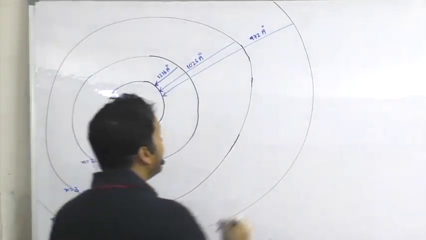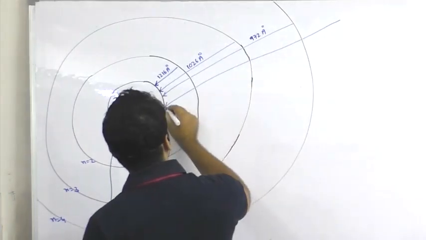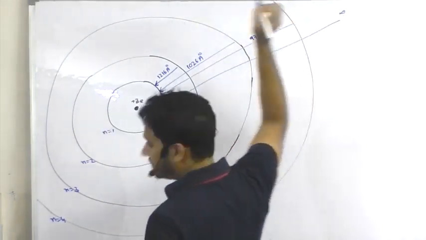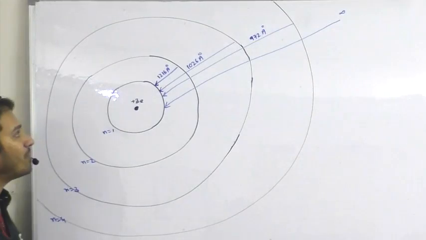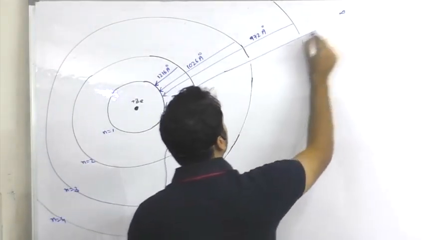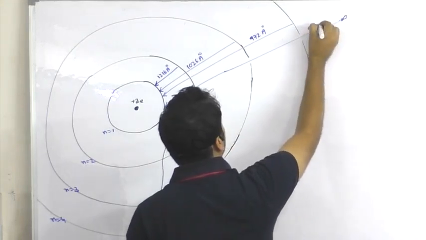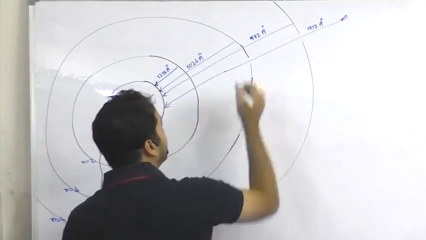Right. And finally, now tell me this. What if the electron is jumping from infinity to the first orbit? Then the wavelength will be 912.